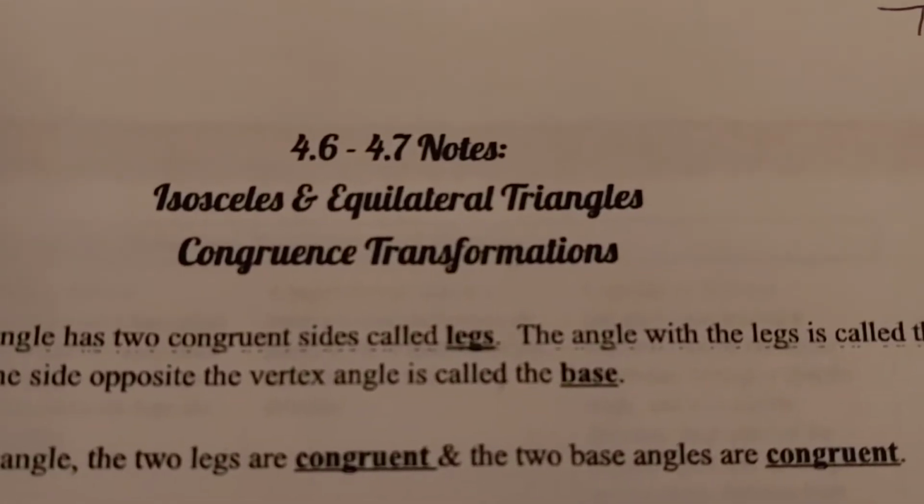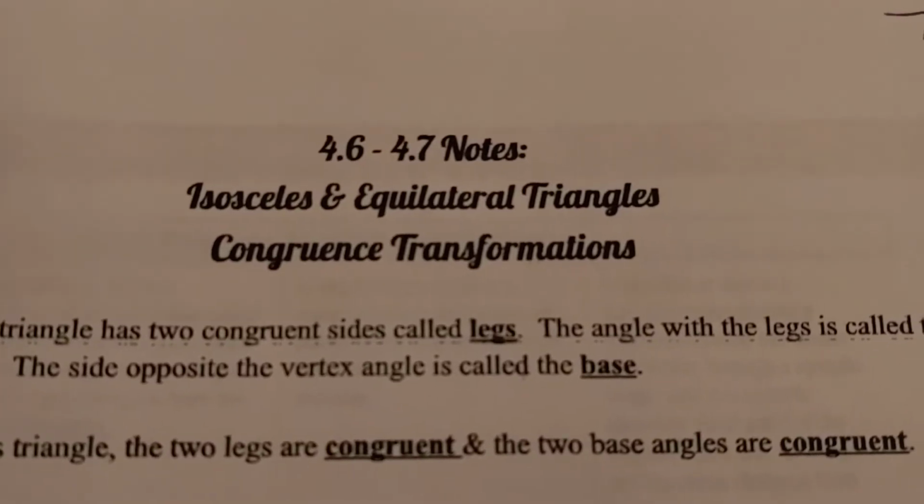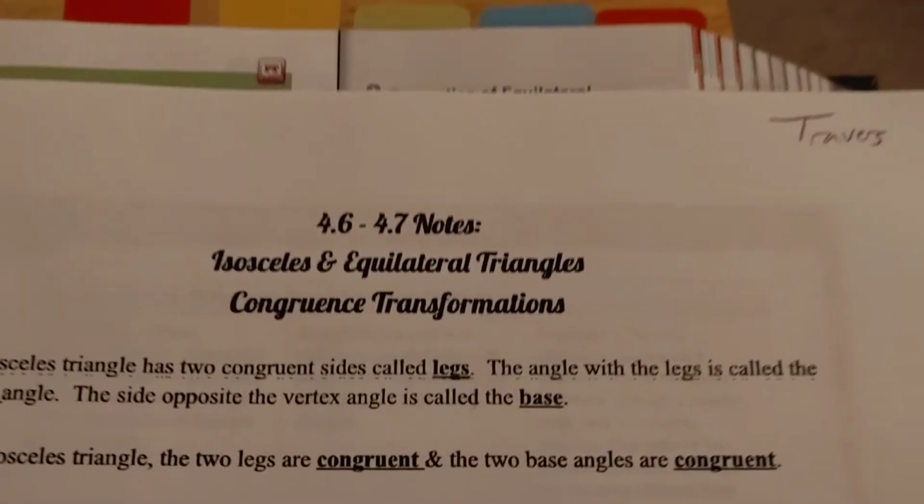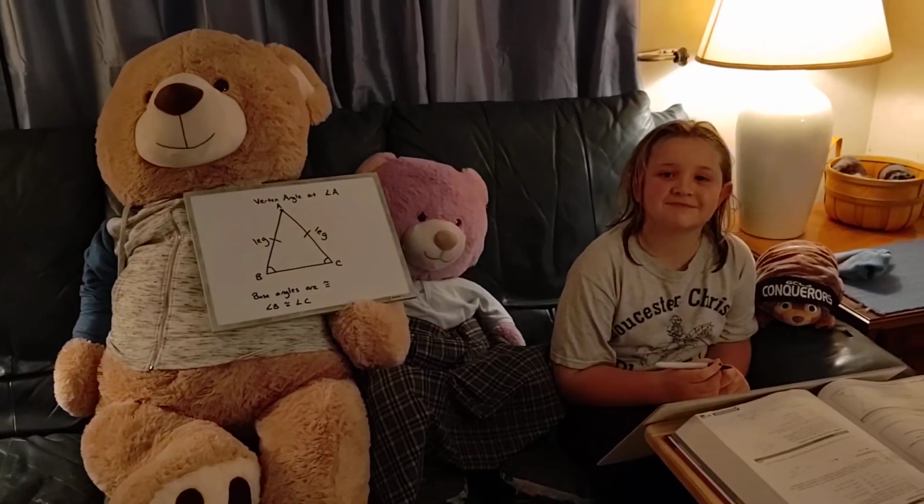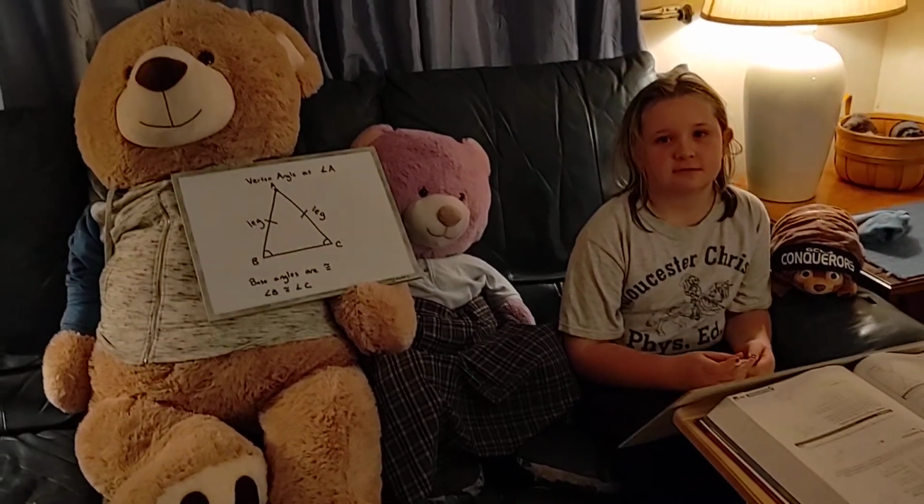Good morning, class. Today's lesson is 4.6 to 4.7 notes on isosceles and equilateral triangles and on congruence transformations. Here's today's class. All right, Hannah, if you can start us off with the first answer.